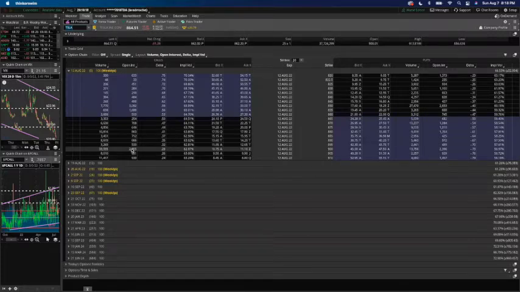Now, volume updates throughout the day. Open interest does not. This will update in the mornings and stay the same throughout the whole day. So basically, it's a tally of what happened overnight. I hope that makes sense. Let me know if you guys got questions. You seem like you're understanding it. I haven't got any questions so far.